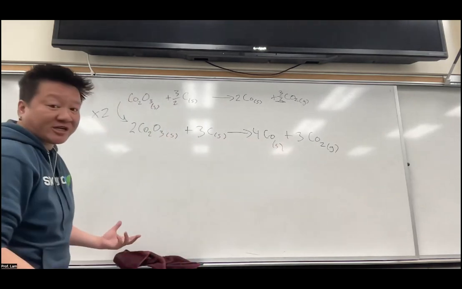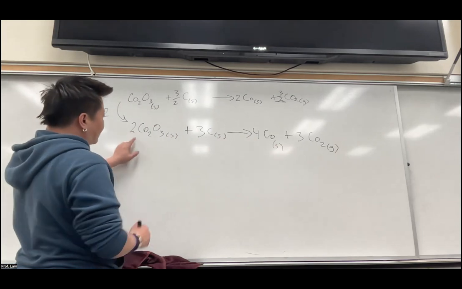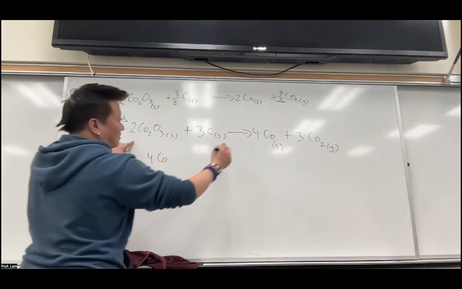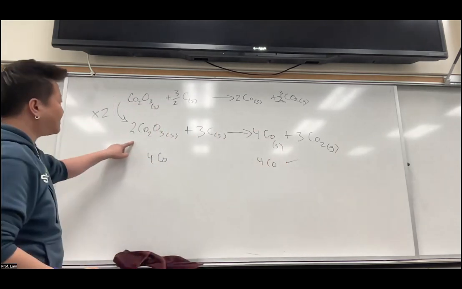Okay, and we can check. I would always do this. Check: how many cobalts do I count on the left side? 4 Co. Here's 4 Co. So that checks out. It's balanced.